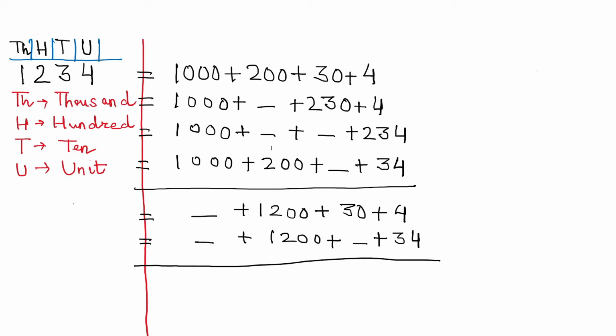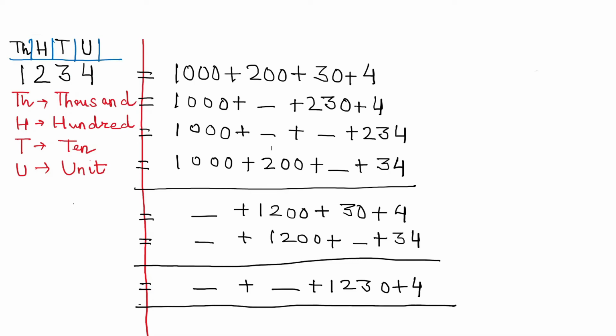The last but not the least here, or let's say, the second last, vacant plus a vacant place plus 1230 plus a 4. Is there any other way in which this can be written? No. And the last case here is wherein a vacant place plus a vacant place plus a vacant place plus a 1234. How many cases have we got in total? 4. These are the 4 cases that we got.